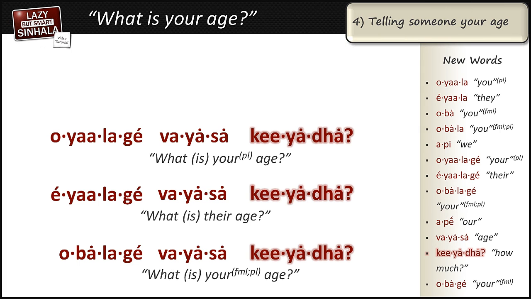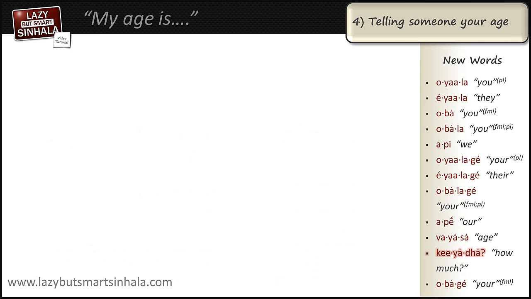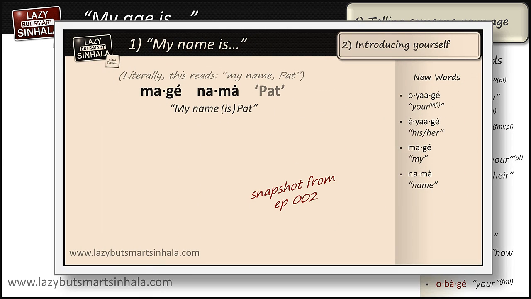Section 4. Telling someone your age. Let's assume that you're 30 years old. The easiest way to tell your age is to say the equivalent of my age is 30. In episode 2, you learned to say my name is Pat, which was Mage nama Pat, where the word is was implied and the sentence literally read my name Pat.